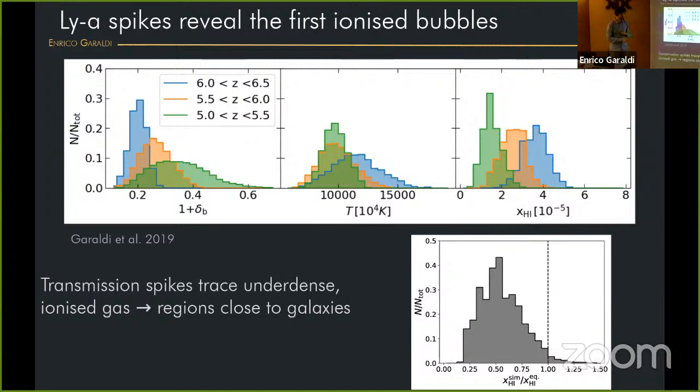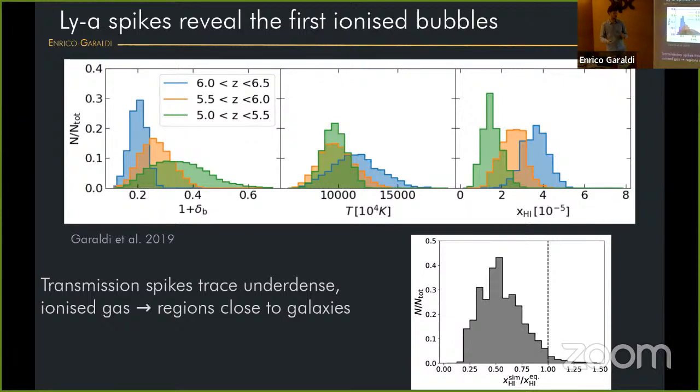What you can see on the top here is a normalized histogram distribution of the overdensity, temperature, and H1 fraction where these spikes were produced. To make a long story short, as I already told you, these spikes are produced in the first highly ionized regions. So very hot, very ionized, and under-dense regions in the high redshift universe.